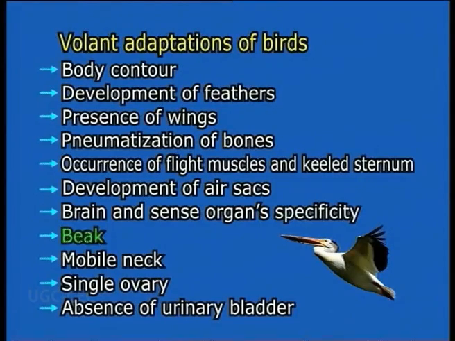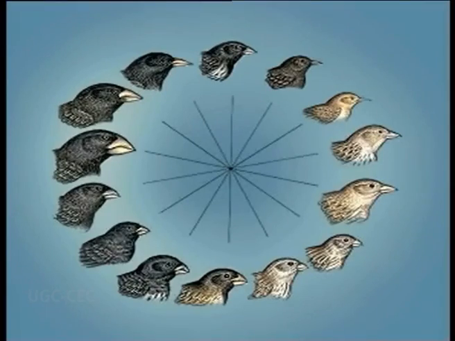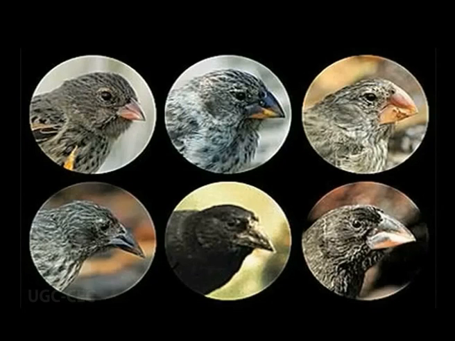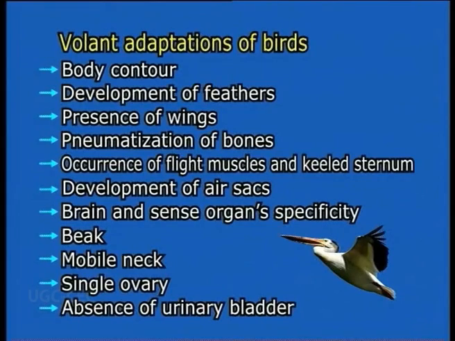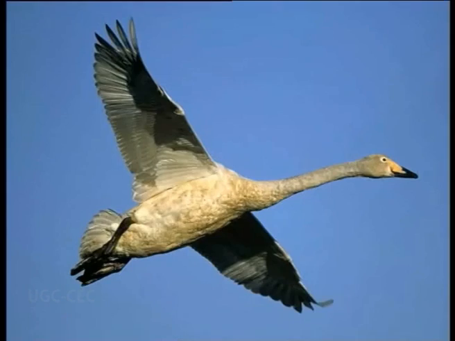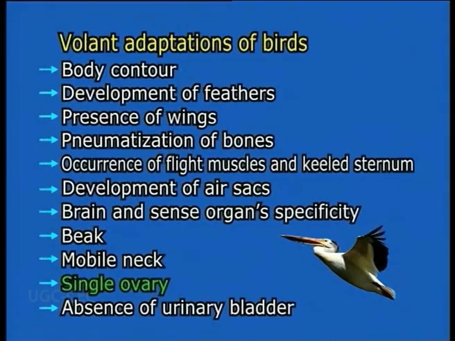Beak. The conversion of forelimbs into wings is compensated by the presence of a bill or pointed beak. The beak is horny and lacks teeth. Mobile neck. The neck of a bird is very long and flexible. Single ovary. Presence of a single functional ovary on the left side in the female bird also leads to reduction of weight, which is very essential for flight.